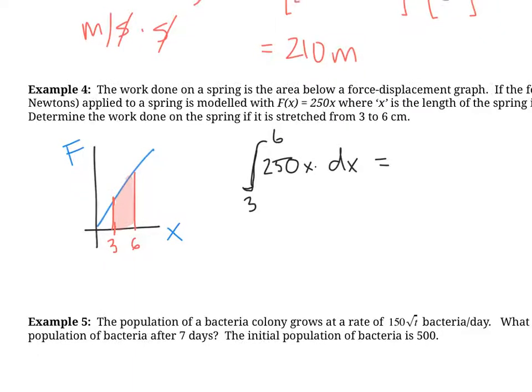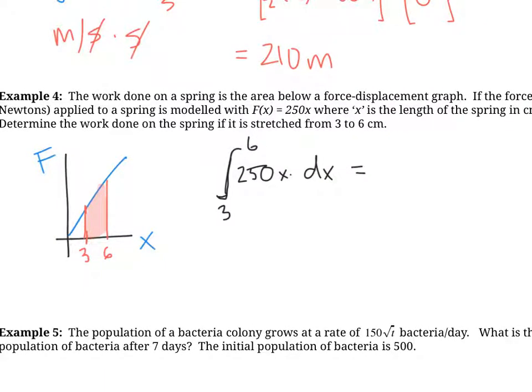Well, the integral of 250x is just going to be a quadratic function, right? So it's going to be something x squared. And if we bring that 2 down, what's it going to give us? The answer is 125, right? It's 250 divided by 2. So 125x squared. And we need to evaluate this in two different locations. We need to evaluate this at 3 and at 6.